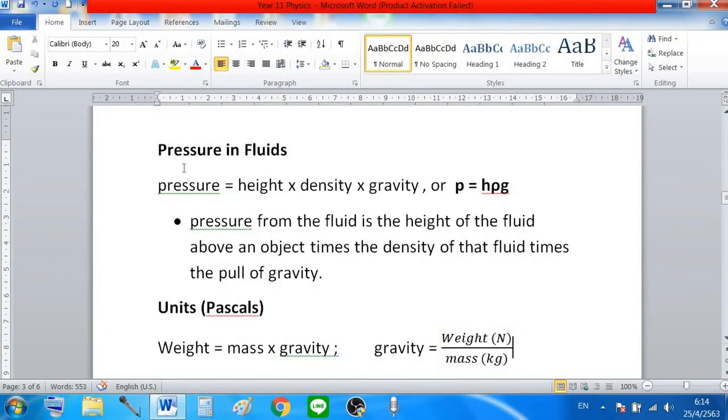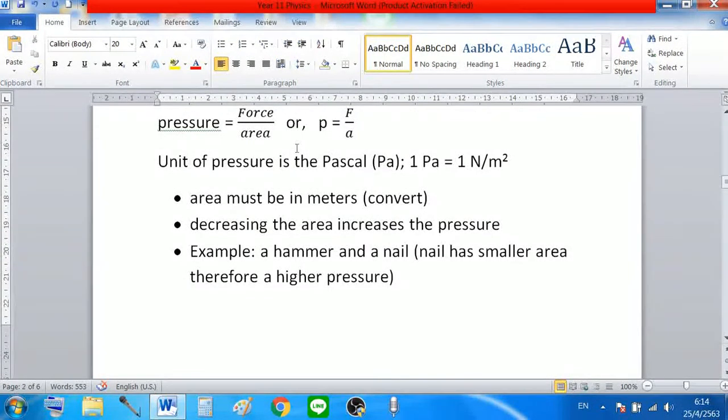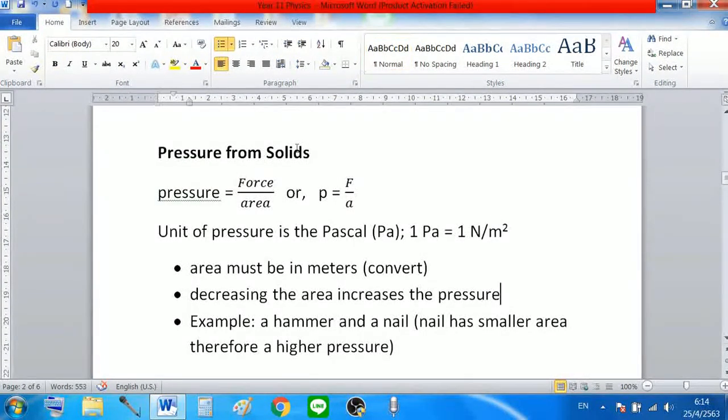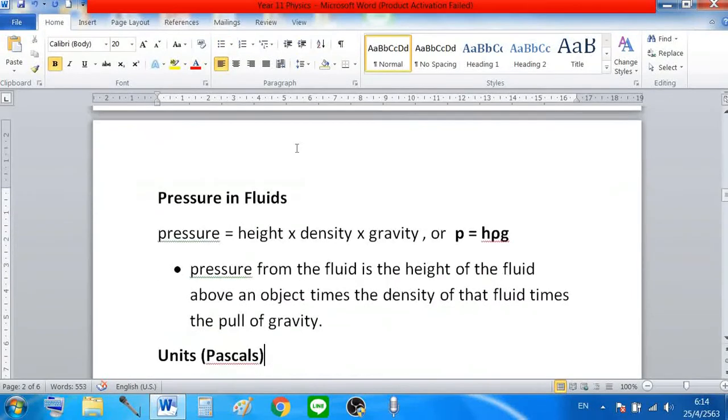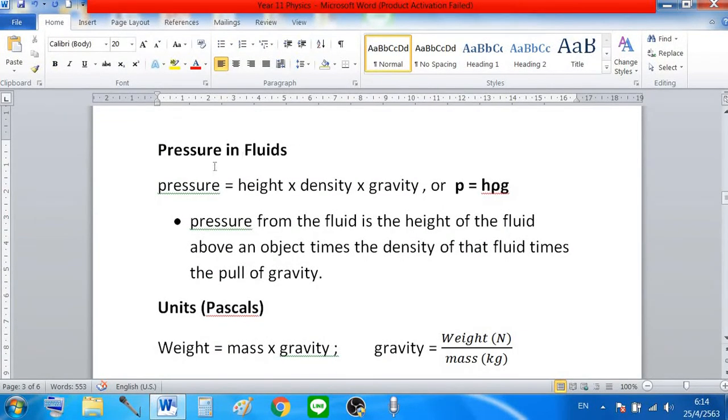And then we have pressure in fluids. This was pressure in solids, and for pressure in fluids, it's a different equation. So pressure in fluids is equal to the height of the fluid times the density of the fluid times gravity. Or pressure is equal to H, height, rho, density, G, gravity. H, rho, G.